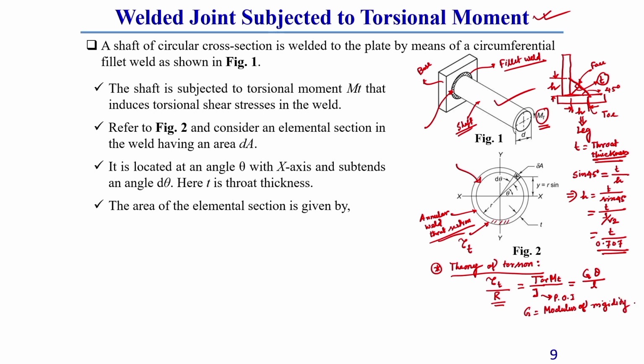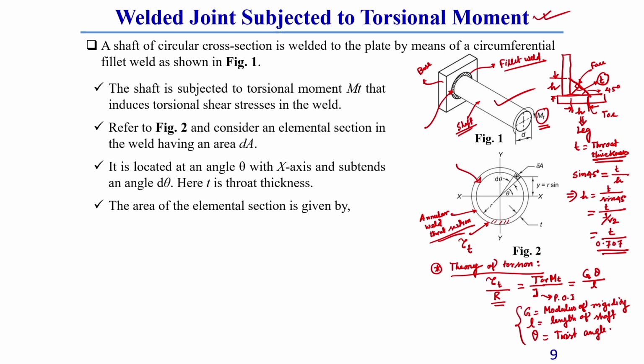You know these things very well. L is the length of the shaft. Then theta is the twist angle. You know this very well, so I am not going into details about this.